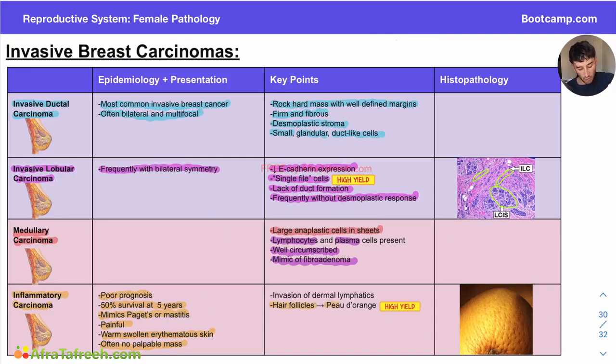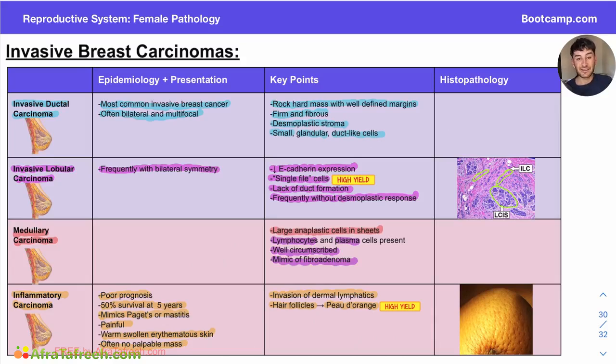And so this peau d'orange finding is what you see in the picture here in the chart, and it looks like the skin of an orange. And so if you were to see a picture of this on exam day, this is a big high yield red flag for our inflammatory carcinoma, and this is caused by invasion of dermal lymphatics. So we know that our dermis is going to be drained by lymphatics here, and so when those lymphatics are invaded by this cancer, it's causing like this little orange dimpling effect at the surface of the skin, and this is how you're going to nail this one on test day.